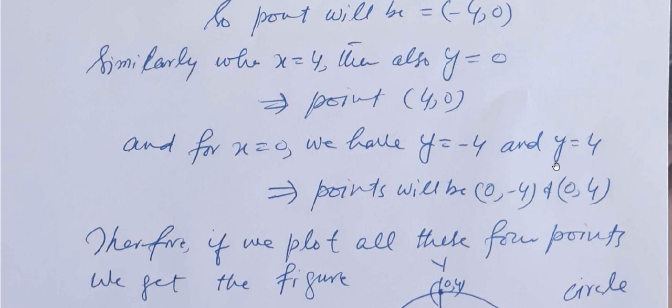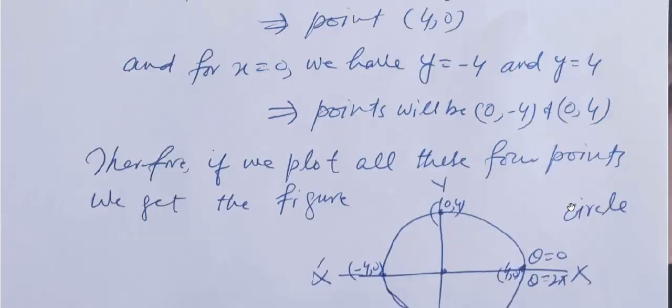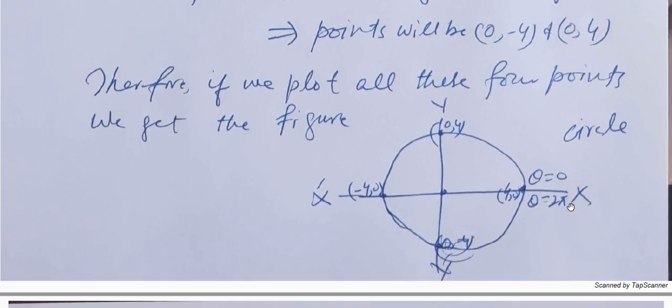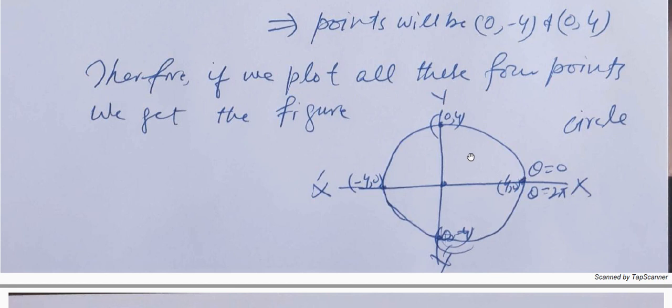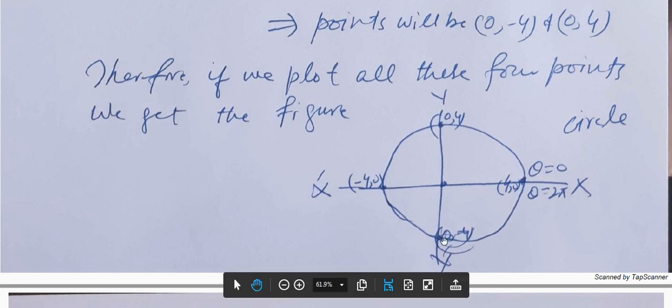So now we have actually 4 points: minus 4, 0; 4, 0; 0, minus 4; and 0, 4. So you can plot all these points. This is 4, 0, this is 0, 4, this is minus 4, 0, this is 0, minus 4. Now you can join all these, so this will become a full circle. Now you can see the full circle.